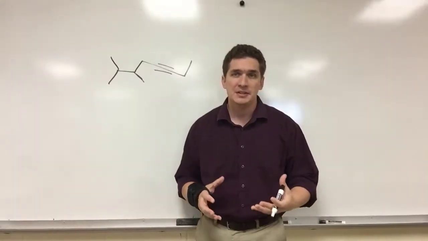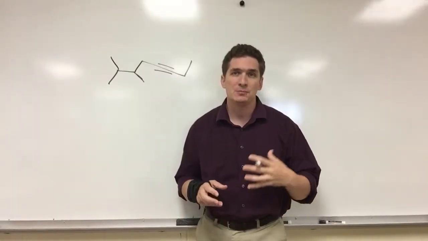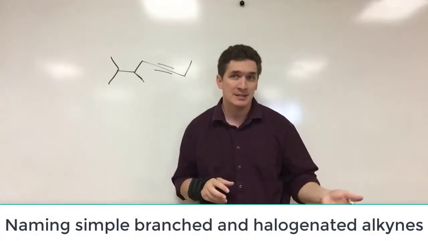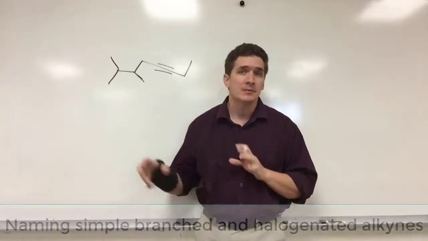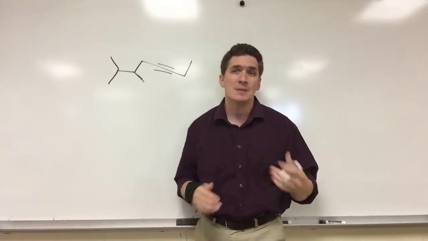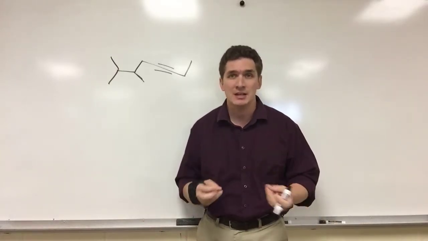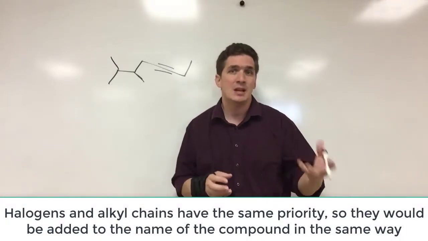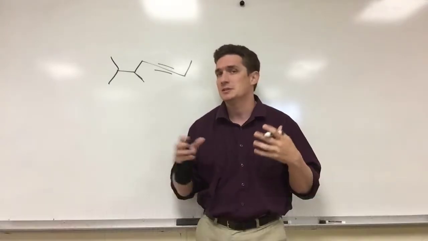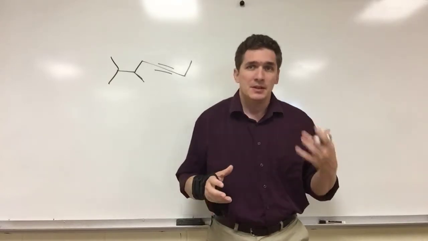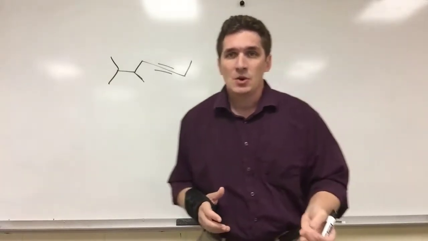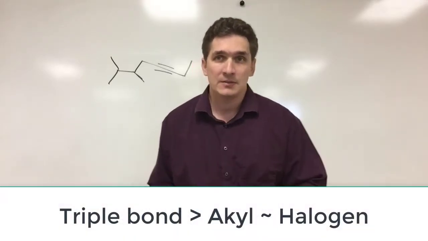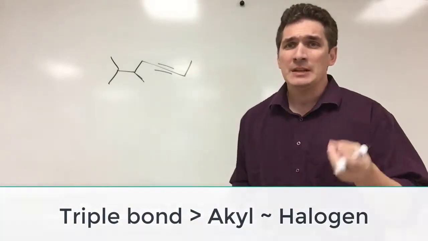So let's start talking about how to name simple branched and halogenated alkynes, compounds containing a triple bond. Now, for this example, we're going to leave off the halogens, but keep in mind the halogens and the branches take the same priority. So it's not going to be that much of a jump to say, okay, just name it as if one of these branches was a halogen. The thing is that the triple bond takes precedence over the branches and the alkyl and the halogens because they are far more reactive. Now, we're going to name it like we normally did before.